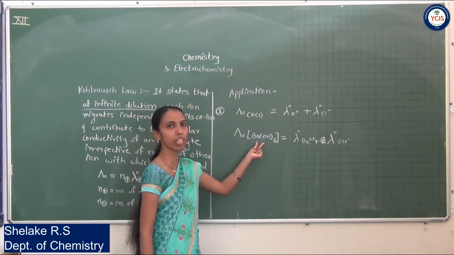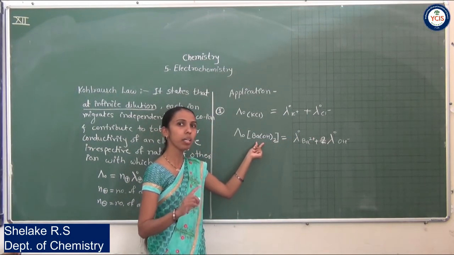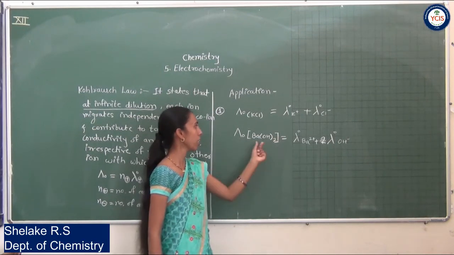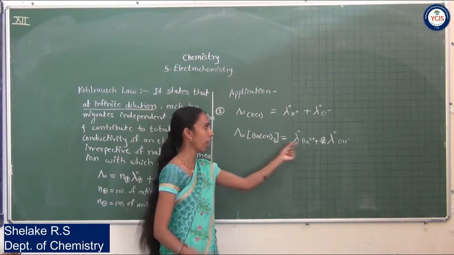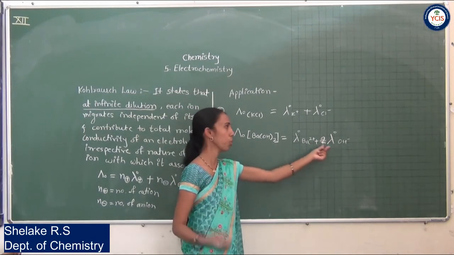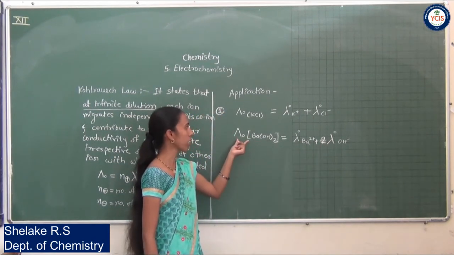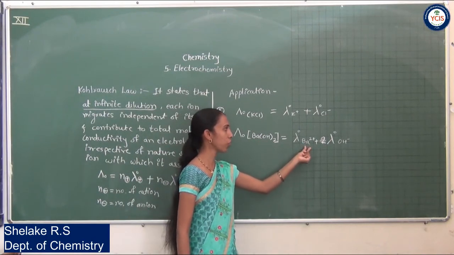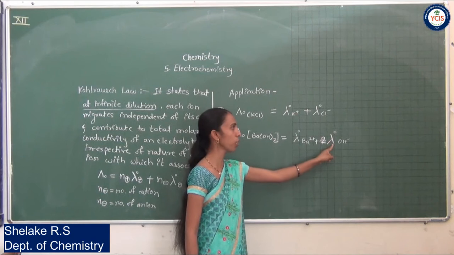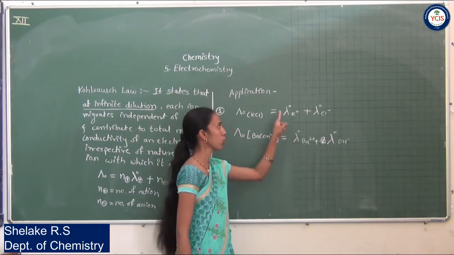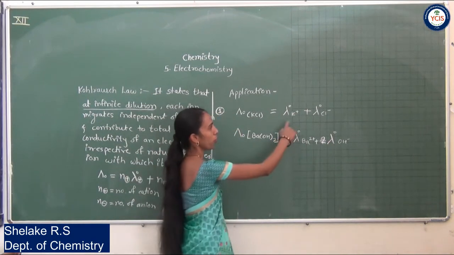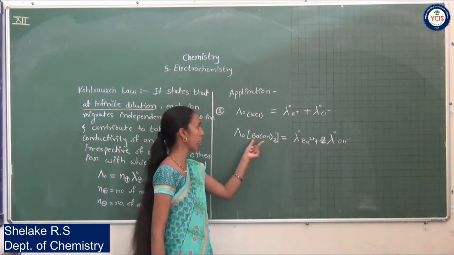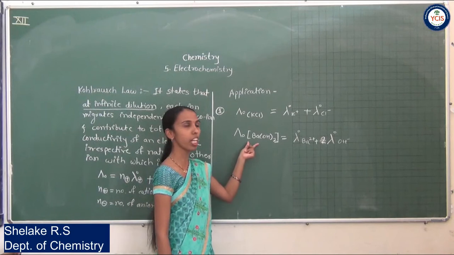But Ba(OH)2 will ionize as Ba2+ and OH minus. That is why here the number of cations is 1 and the number of anions is 2. So the molar conductivity of Ba(OH)2 is equal to lambda 0 of Ba2+ plus 2 into lambda 0 of OH minus. So that is the first application. By knowing those values, the molar conductivities of the ions, we can find out the molar conductivity of the electrolyte.